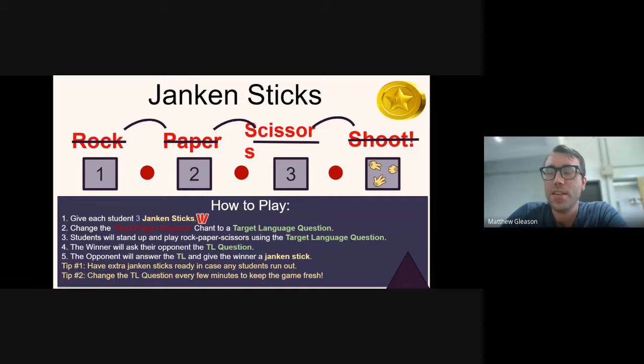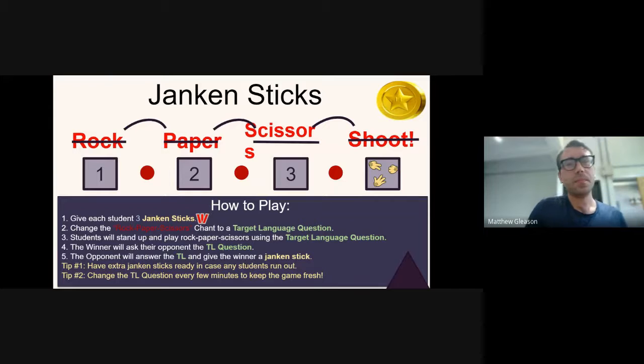So Janken is a Japanese word that means rock, paper, scissors. So rock, paper, scissors. And instead of rock, paper, scissors, shoot, we're going to change that into an English chant. And we're going to have Janken sticks.